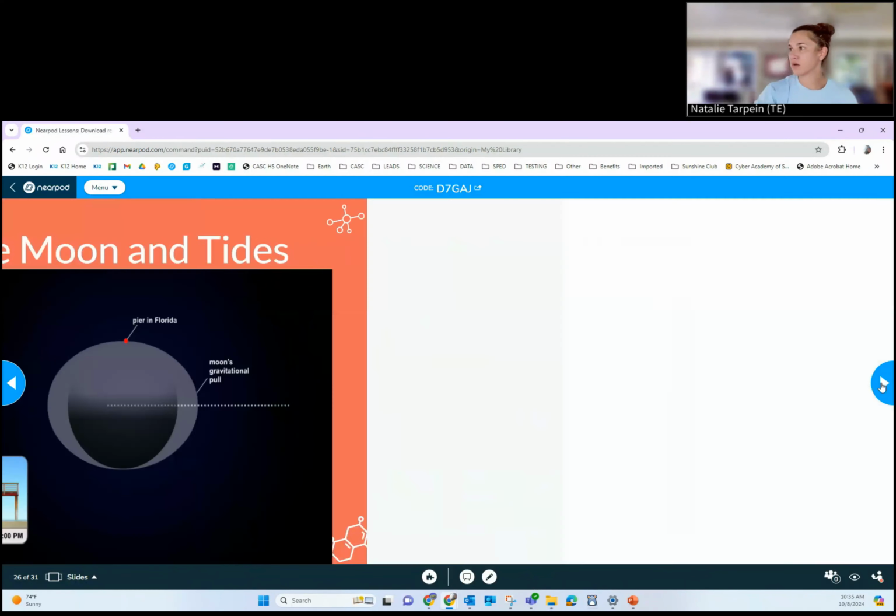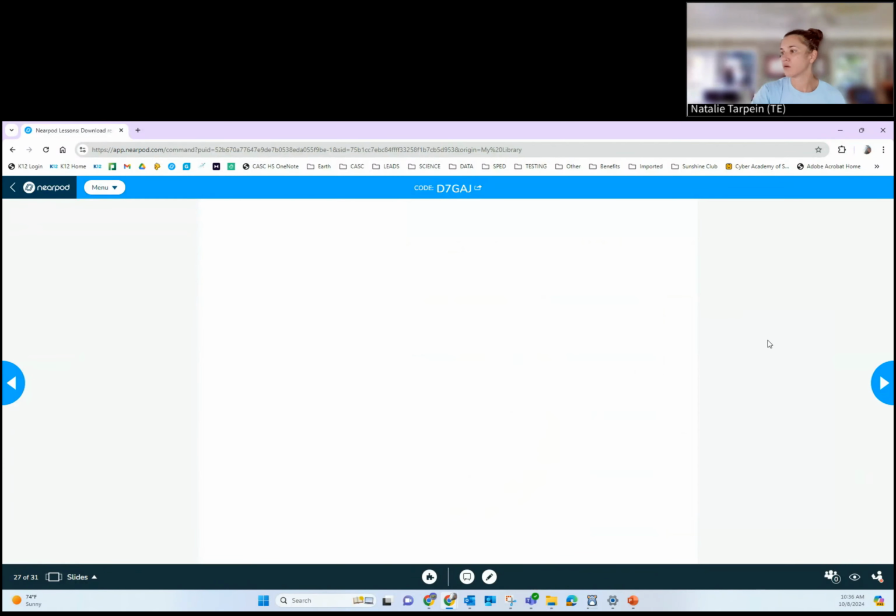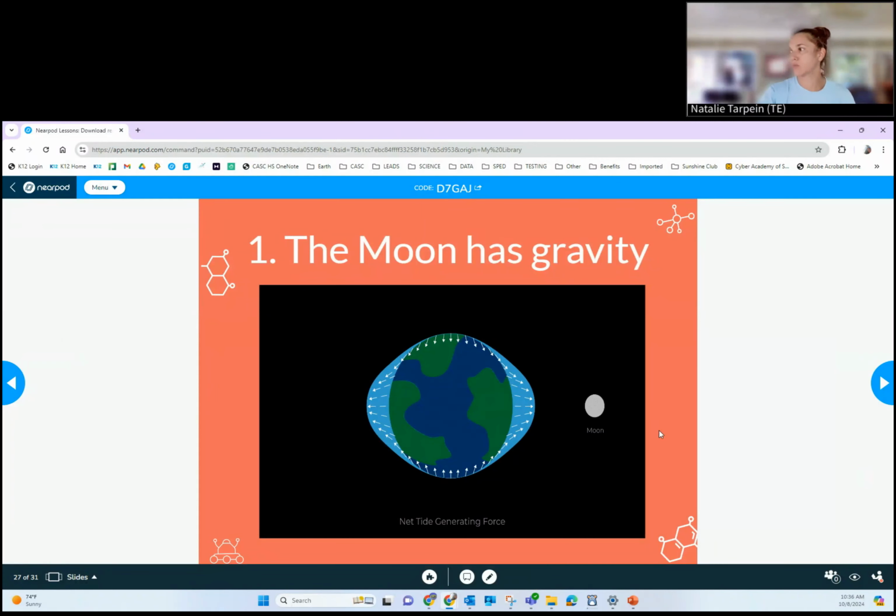And that's one location. And then later in the day, as the Earth is rotating, like we've said, we've got our high tide occurring at 5 o'clock p.m. So now we're in this location where the tide is much bigger, high tide. And there we go. The moon has gravity. So this is just showing you the gravity of the moon pulling the water and kind of just what that looks like.